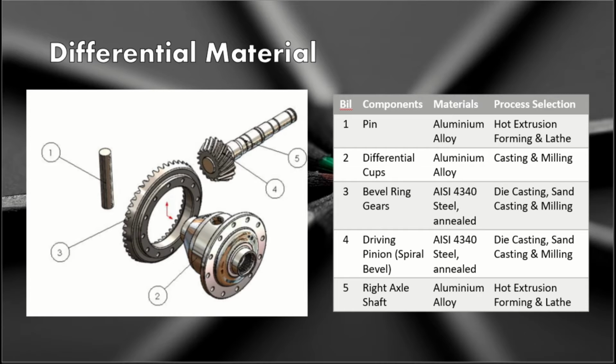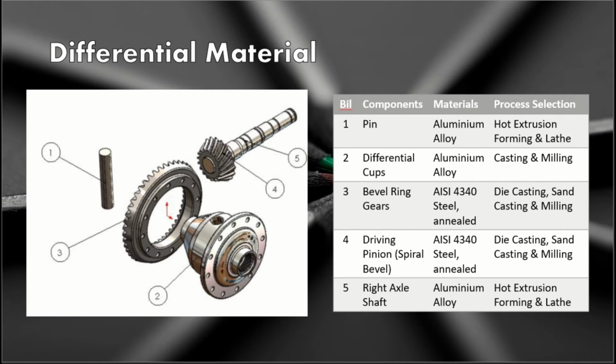Greetings everyone, I am Fu Gui Ping. I will start my presentation with the selection of material for the different parts of the differential. There are 5 parts for the differential. They are the pin, differential cup, bevel ring gear, which we also call crown gear, driving pinion, which we also call spiral bevel, and right axle shaft.